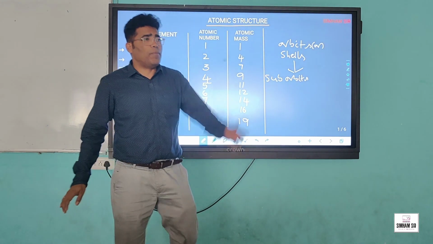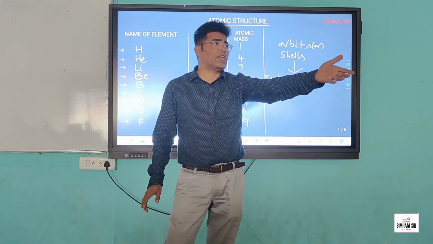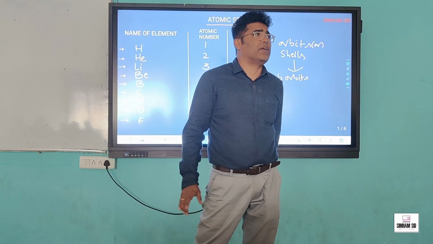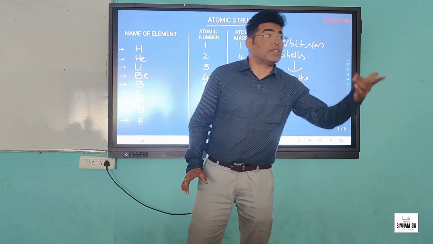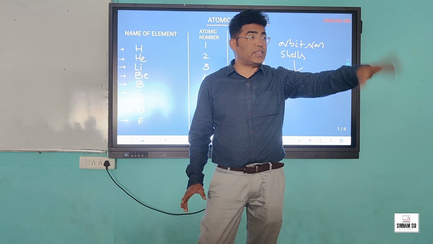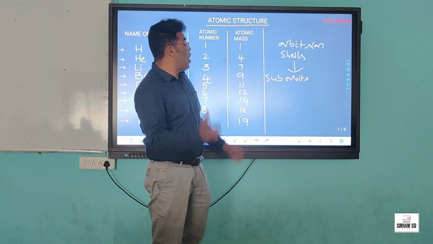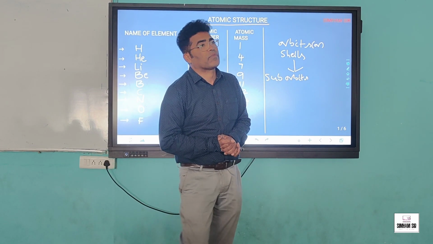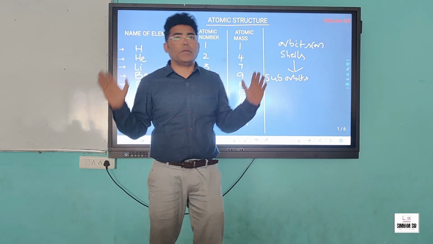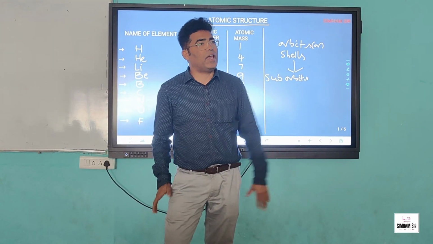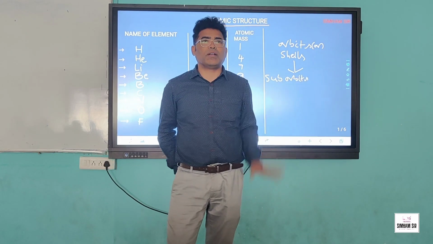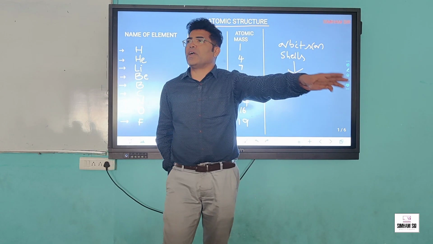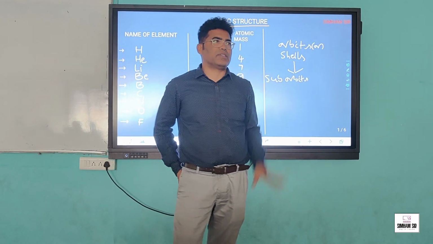So how many electrons are there? As of your knowledge, you, what's your name? Gajan. Okay, as of your knowledge, how many electrons are there in a p orbital? 6, you say. In a d orbital? 10. It is wrong. In an f orbital? 14. So whatever you said, all are wrong answers.